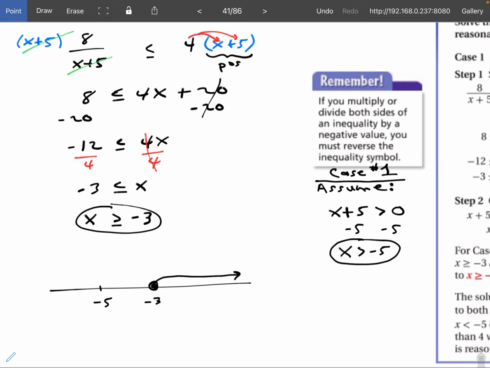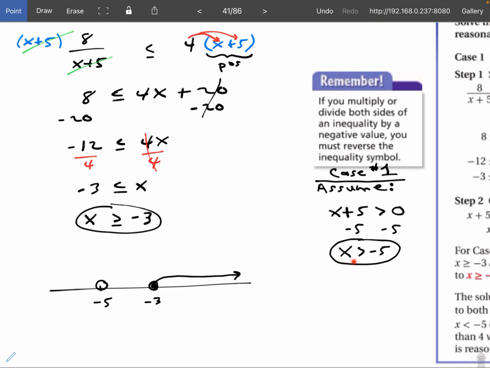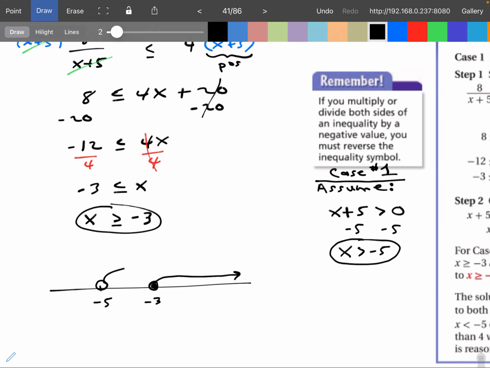All right. And then for the second inequality we have right here, there's no equal to bar on this one. So we would use an open circle or an open dot. So we'd put an open dot at negative 5. And again, we're looking for the x's that are greater than negative 5, so those are also to the right. So we're going to shade to the right of negative 5 like that.